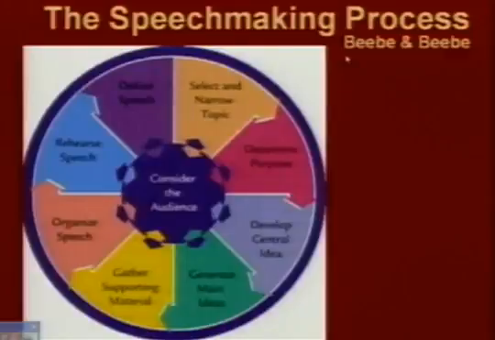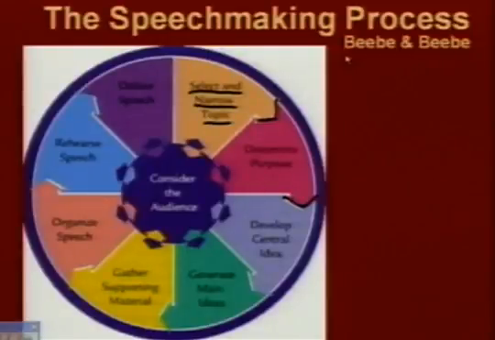This is a model of the speech-making process, and this is a model created by BB and BB. There are 8 steps in this model, and let me show you a few things about this model. You can see that it's in a circle, and you can see that there are arrows in the circle. So notice here that my arrows go this way. We're going to start right here with select and narrow your topic. This is where we're going to start, and then our circle is going to go around in that direction.